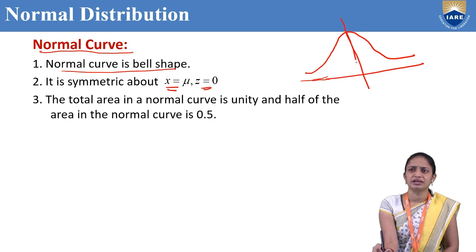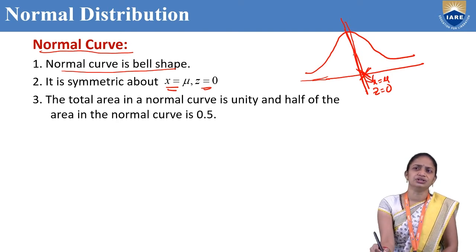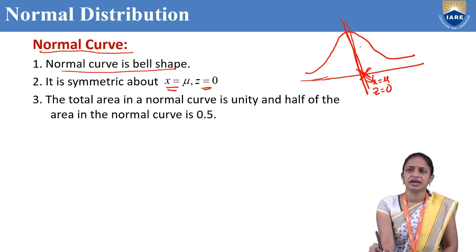It is symmetric about x equal to mu and z equal to 0. That means the left side area is equal to the right side area. Symmetric is nothing but left side area is equal to right side area.